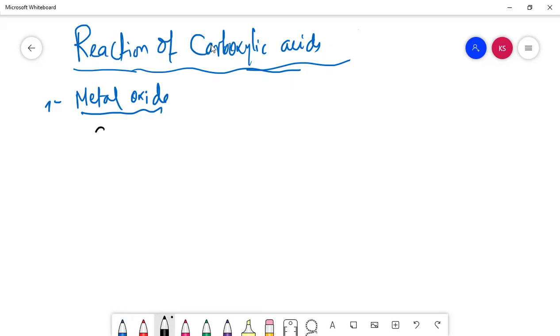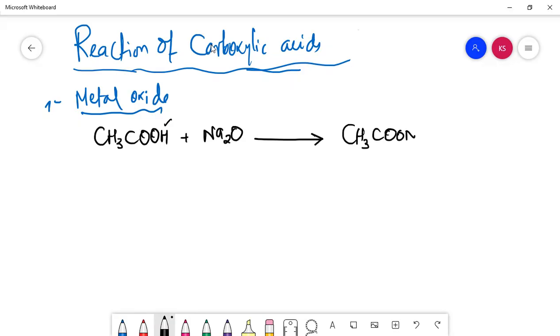So if you react carboxylic acid like ethanoic acid with the metal oxide, like Na2O, so this will actually replace hydrogen with the sodium, and that turns it into CH3COONa salt plus water. Any acid reacts with metal oxide to make salt and water, sodium ethanoate. And if you wish to balance it, you can put 2 and 2 here.